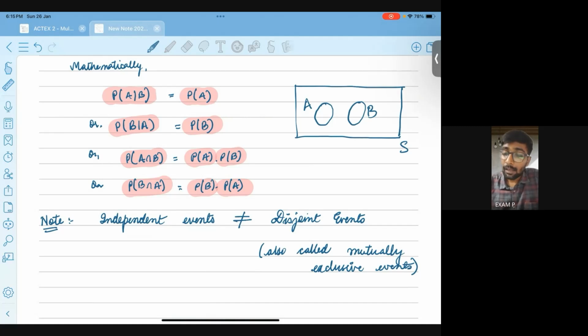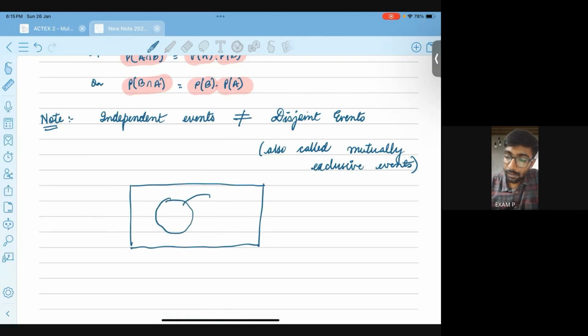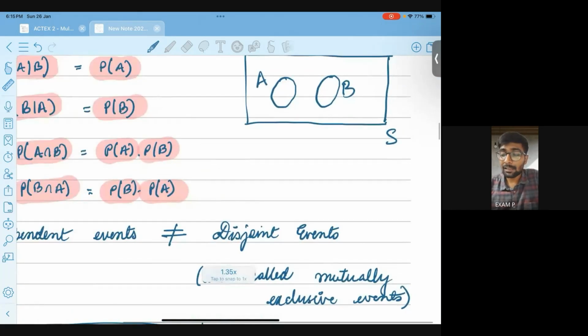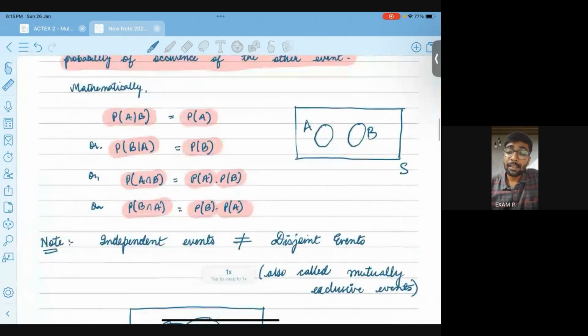Now, independent does not mean disjoint. There may be a case where you see that A and B have a common region and still they are independent. So this may be the case and still they are independent. In fact, if they are mutually exclusive, then they are not independent. Why?